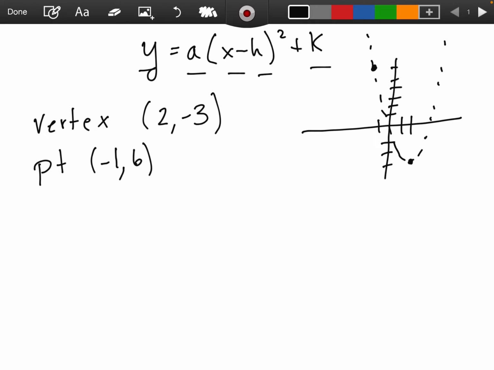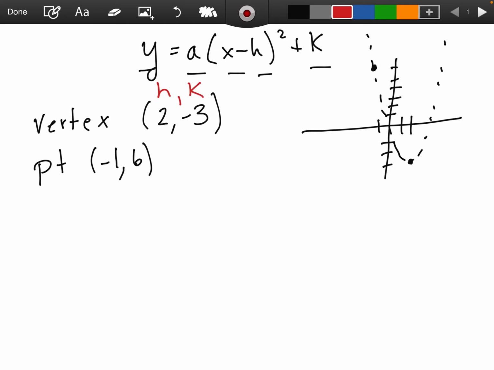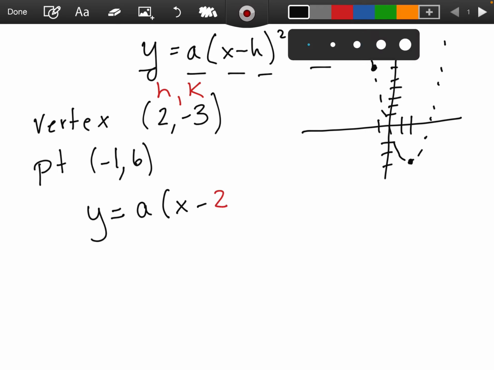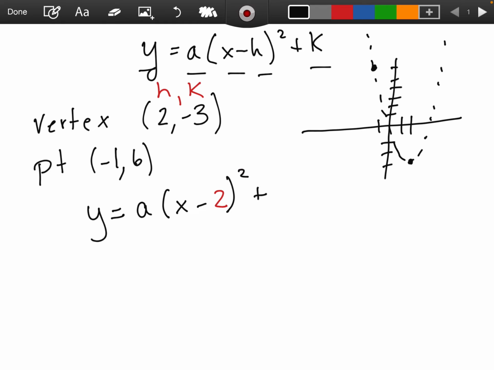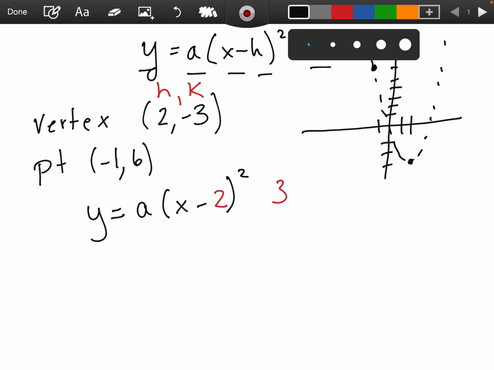So I have to remember that in this form, this is h comma k, that we're having the vertex. So what do I know so far? I know that y equals a. I don't know what a is, right? A is controlling how wide that is, but I don't know it. I know that this must be x minus 2 because I was given that value, and there's a squared there. And then I know it must be plus k because k was also given. So plus 3. Nope, not plus 3, sorry, because it was -3. This needs to be -3.